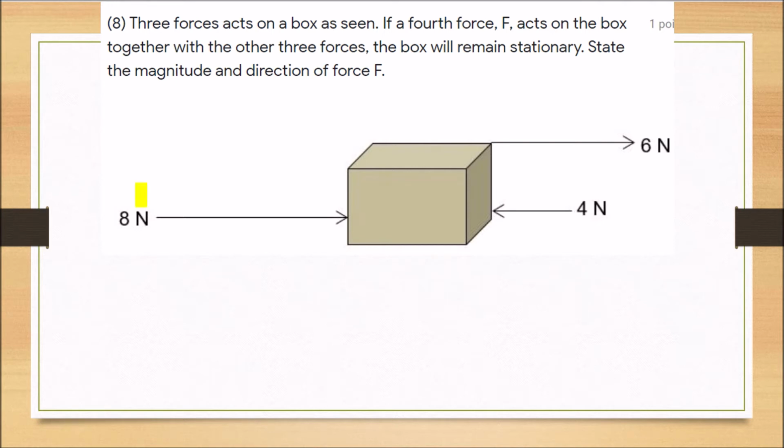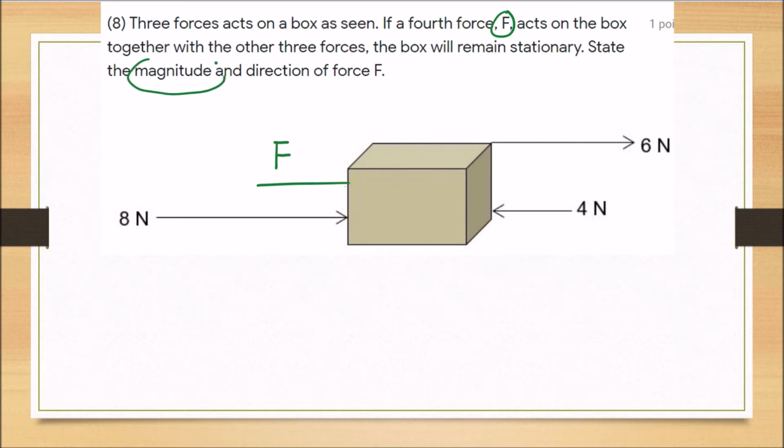So the question says that there are three forces acting here, and there is a fourth force. I don't know what that fourth force is. I don't even know where it's acting, but I know that it's the last force here. I didn't draw an arrow because I don't even know which direction it's acting, but I know there's one more force. Okay, this is the fourth force. And when this fourth force is applied, the box will remain stationary. So the question asks for the magnitude and the direction of this fourth force.